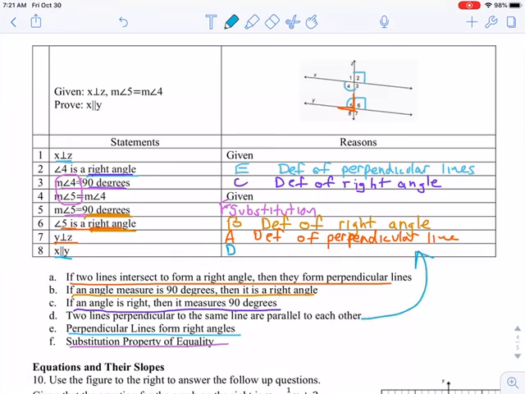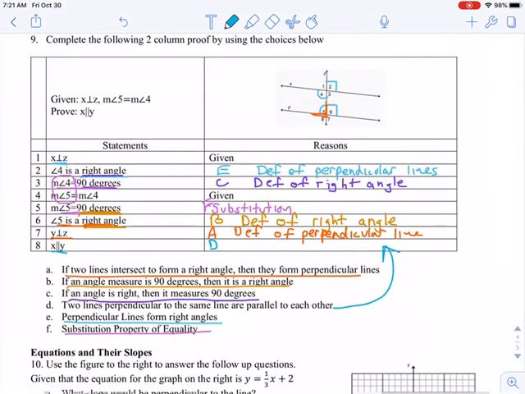All right. Oh, and then more round of applause because I finished the proof. Yay!